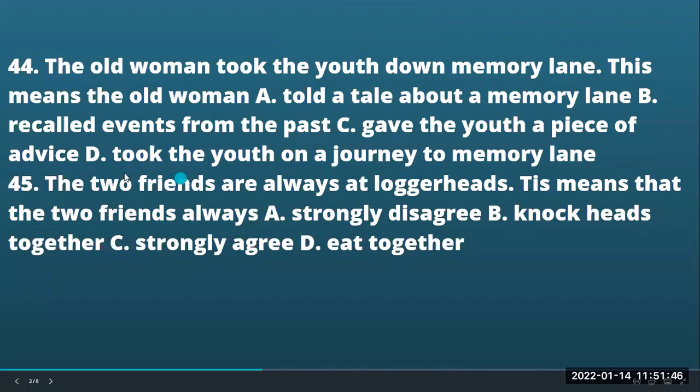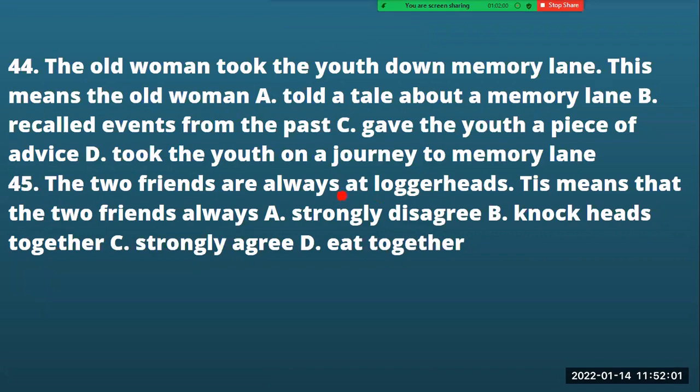Okay, so we are back to the full page. Question number 45, we are through with 44. The two friends are always at loggerheads. So you can see that at loggerheads is the idiomatic expression here.